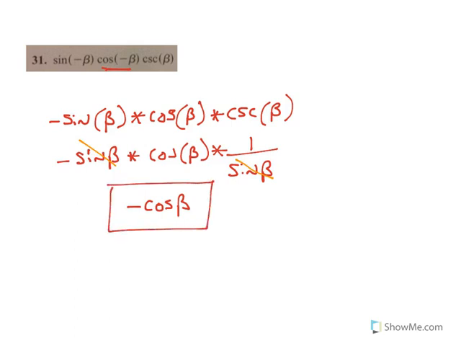So there's your examples for the problem set. I believe that was 23 through 32 out of the textbook.